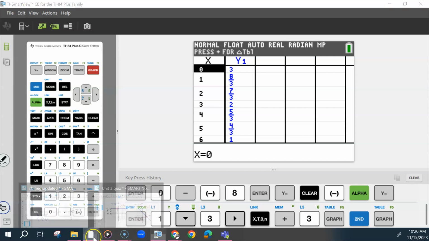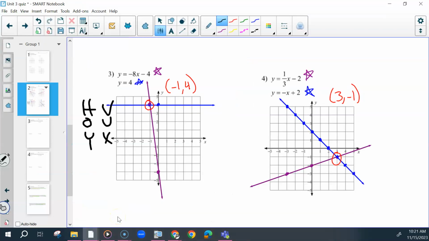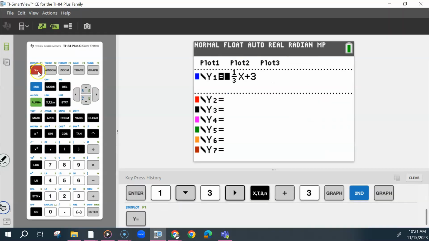Wait, can you explain again how you got to y equals on the calculator? So y equals is just a button. Type in your equation, and then you can either graph or go into the table. Oh, I'm sorry.